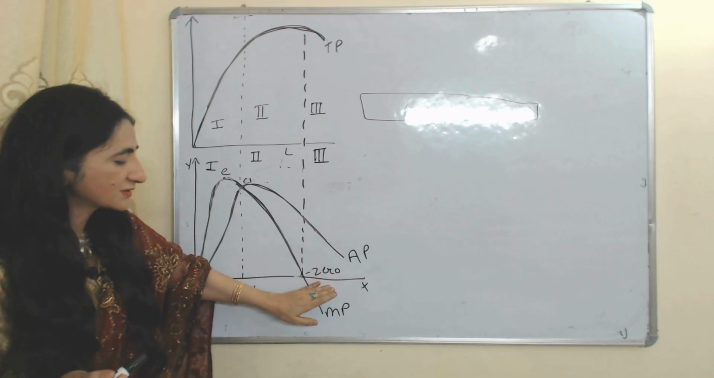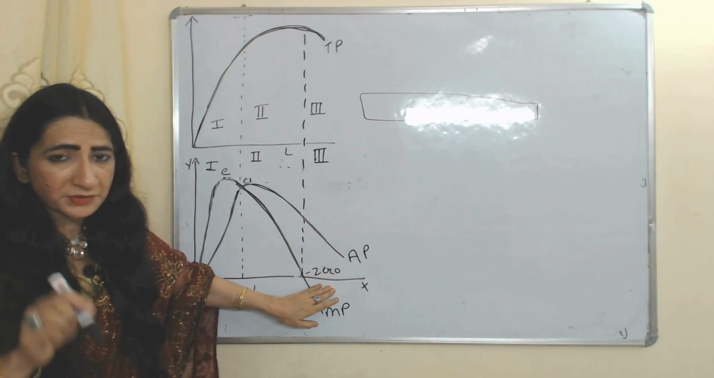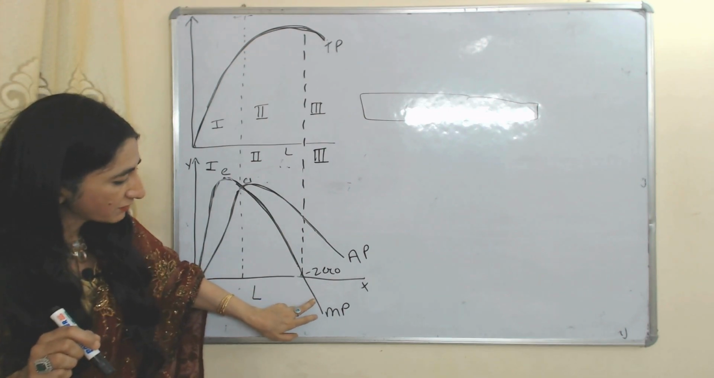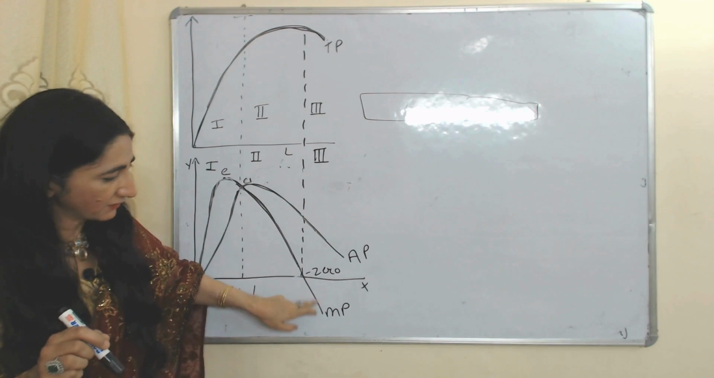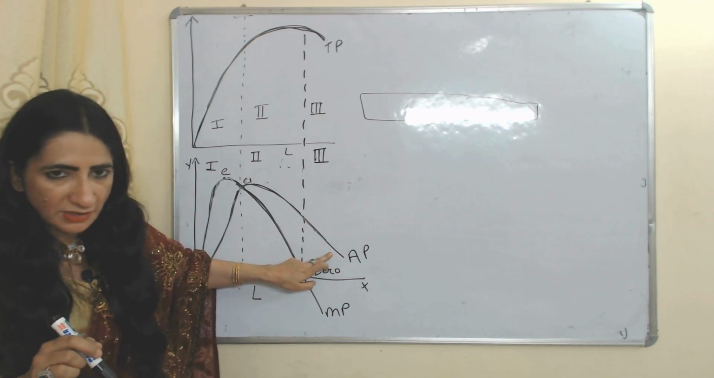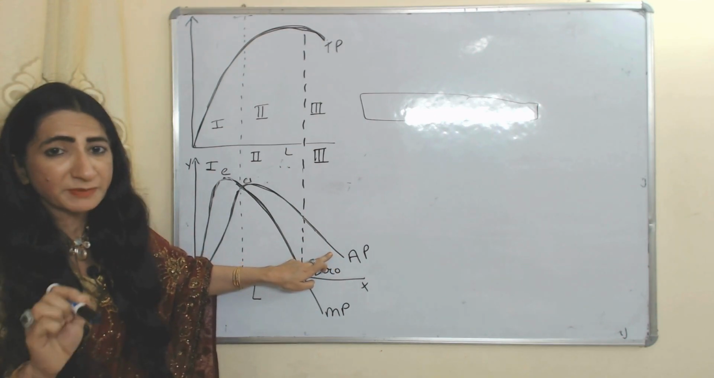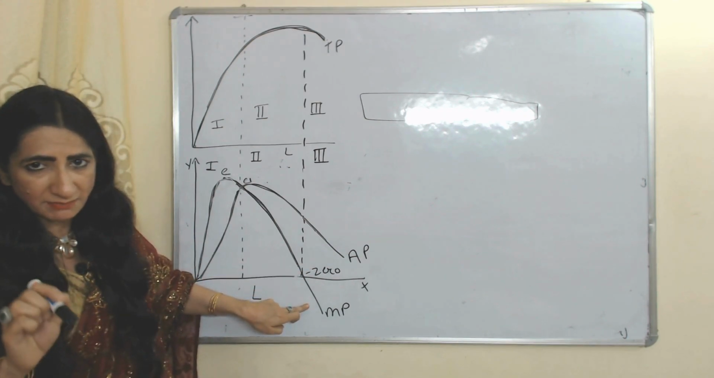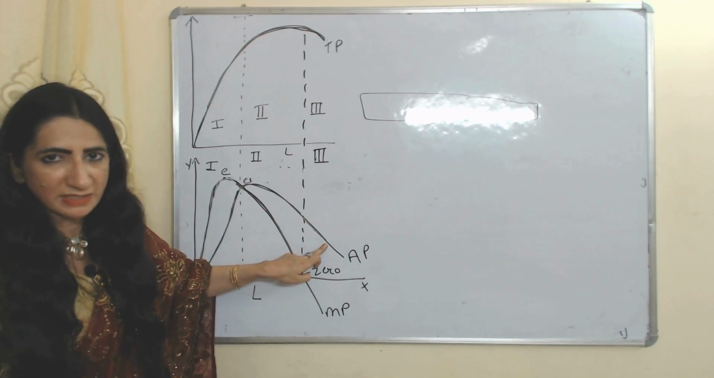During the third stage, because of too much overutilization of the fixed factor, our marginal product becomes negative. Average product also starts reducing, but the average product can never be negative. Marginal product can be negative, but our average product cannot be negative.